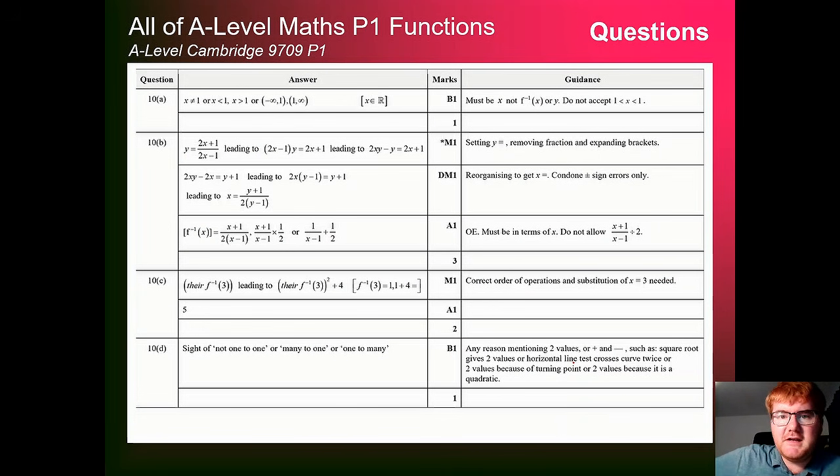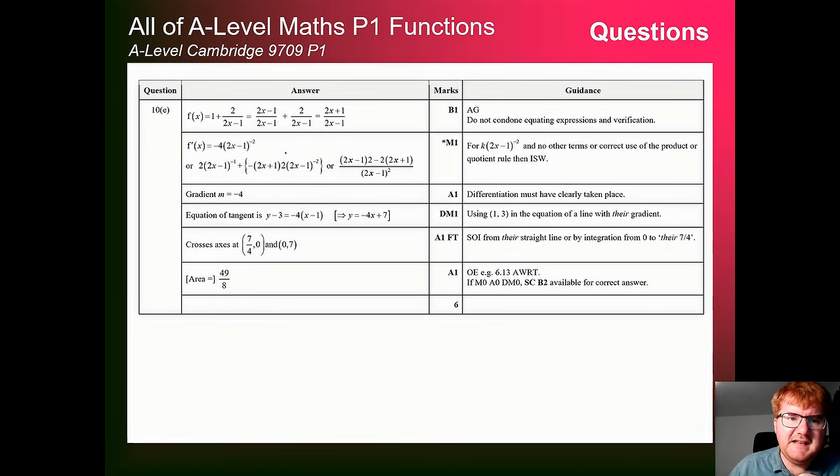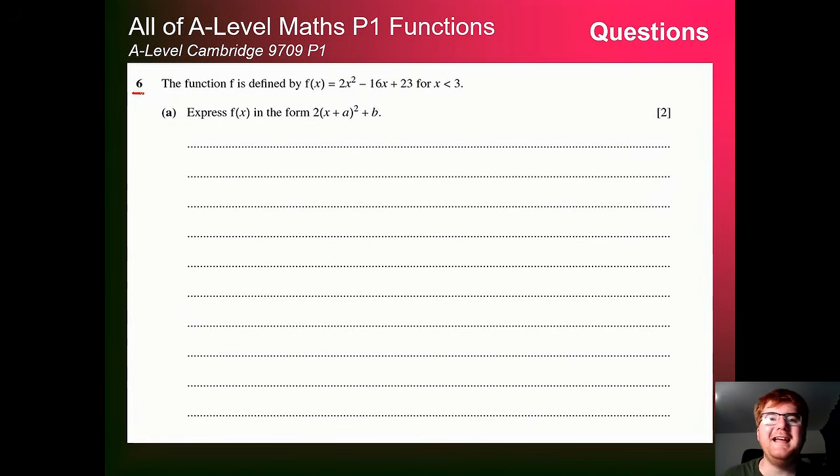Okay, check your workings so you can have a look at everything that I've done so far in this video. Again, looking for this idea of many to one or not one to one. That's what we're looking for for that B1 mark. Again, it's a bit like in science exams, looking for that very specific phrase for that 1 mark. And then we've got question 10e here, where we get our final answer of 49 over 8. Okay, and on to question 6.